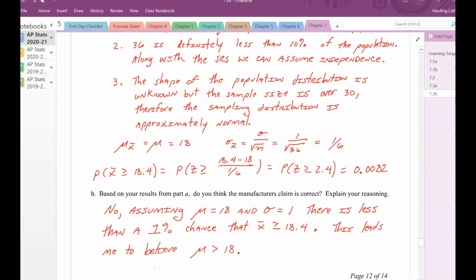Now remember, it doesn't mean that it's impossible. It just means that it's unlikely. It's unlikely that we just randomly got this rare sample with a mean of 18.4. But the fact that we did get it means that maybe our original assumption that the sampling distribution was based on is wrong. We have evidence to suggest that it's actually greater than 18.